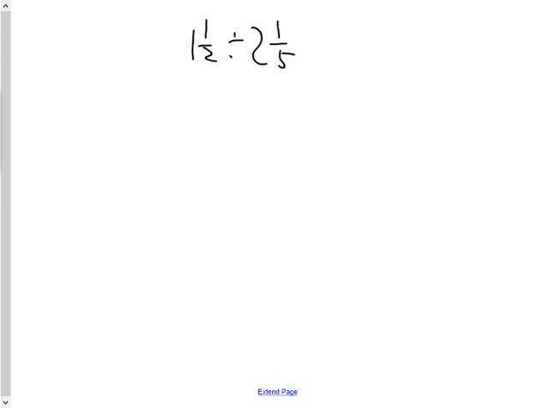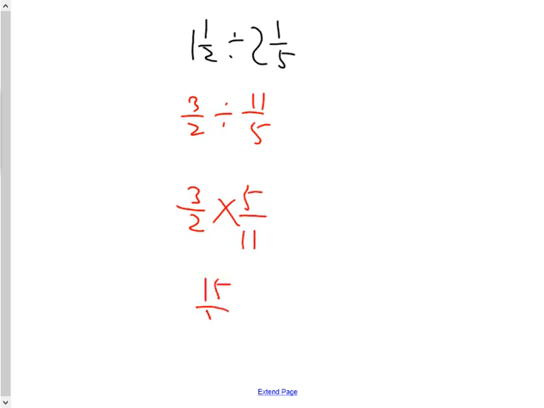And your last question says, what's 1.5 divided by 2 and 1/5? Change them to improper. Change it to multiplication by the reciprocal of the second fraction. And you get 15 over 22 as your final answer. Is that right? Perfect.